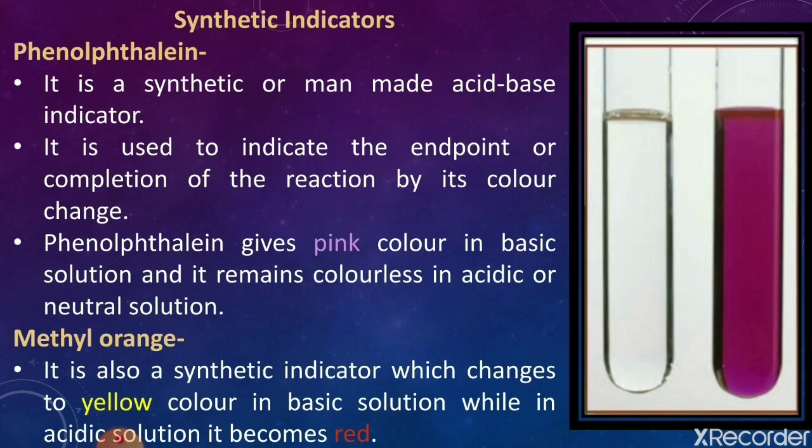Now, next type of indicator is synthetic indicator. All of us know that synthetic indicators are the indicators that are prepared in laboratories using chemicals. So two examples are there. First one is phenolphthalein and second one is methyl orange. So students, phenolphthalein is a synthetic indicator, or we can say man-made indicator, and it is generally a basic indicator.